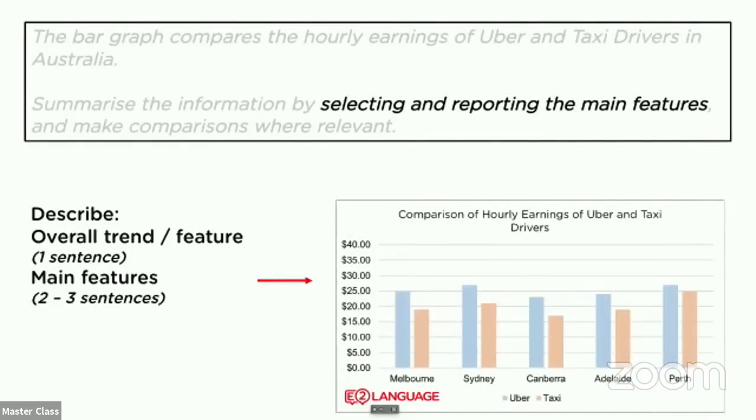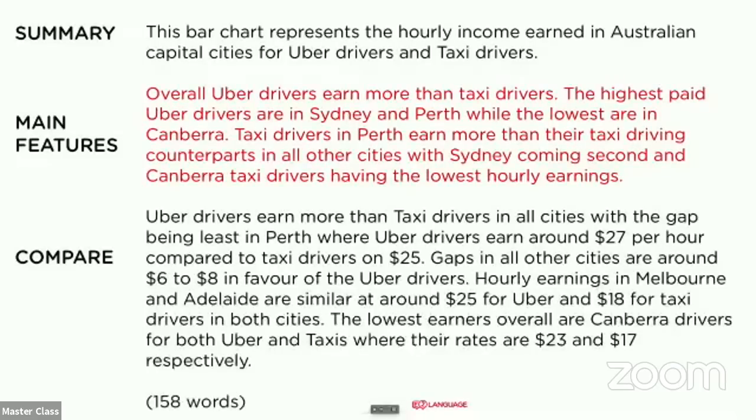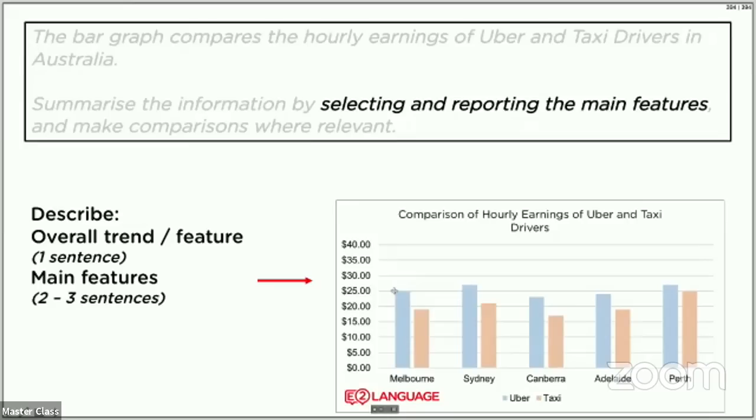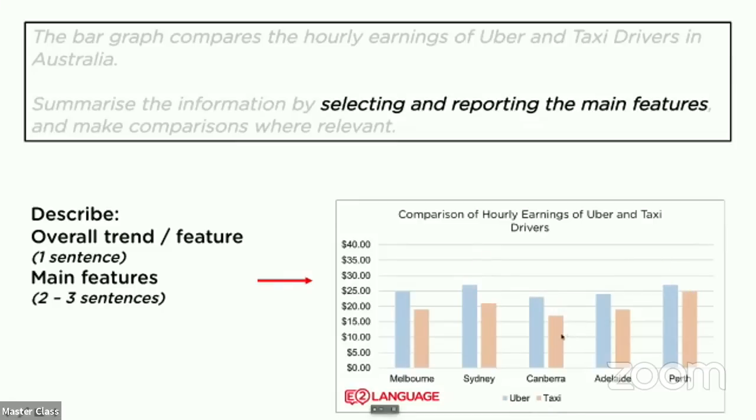Now what I'm going to do is describe the main features in 2 or 3 sentences. So I'm going to say the highest paid Uber drivers are in Sydney and Perth, while the lowest are in Canberra. Taxi drivers in Perth earn more than their taxi driving counterparts in all other cities, with Sydney coming second and Canberra taxi drivers having the lowest hourly earnings. So if I go back here, what have I done? Well, I've said a sentence basically saying, okay, Uber drivers earn more than taxi drivers. Fine. You can see that in the graph here. And then I've said, okay, Uber drivers earn the most in Sydney and Perth, and they earn the least in Canberra. Okay. And then I wrote a sentence about taxi drivers. And I said, taxi drivers earn the most in Perth and Sydney, and they earn the least in Canberra. Fine. I've just described those main features there.